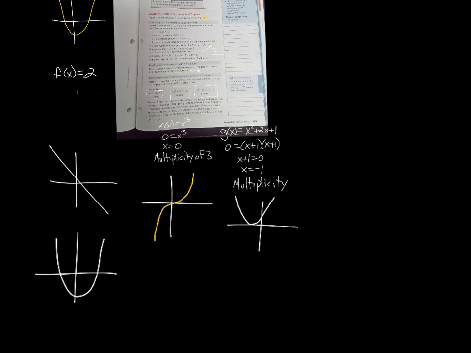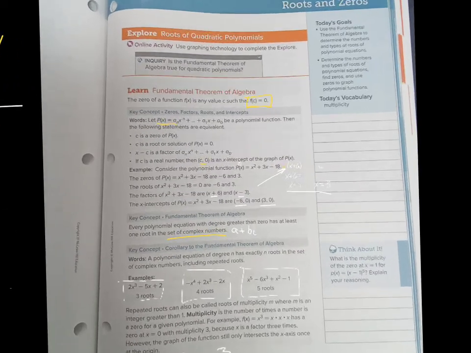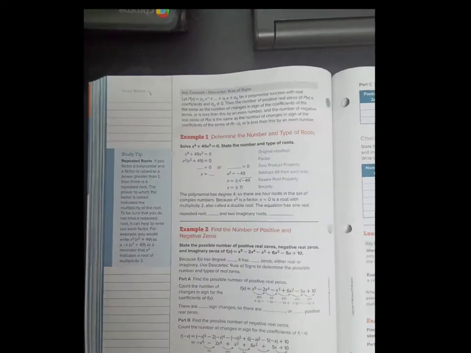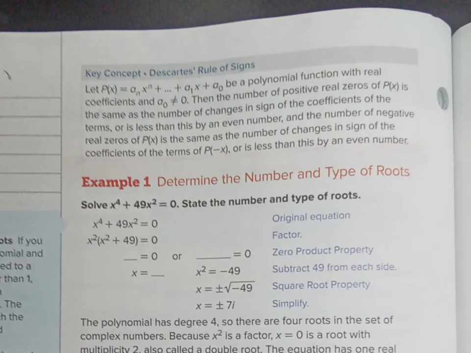All right, so that's a whole bunch of information. So is there any question about anything right now? Basically all the stuff we've already done. All right, flip the page in. I'm not going to talk about Descartes yet. We're going to do example 1 first, and then we're going to come back to Descartes' rule of signs.